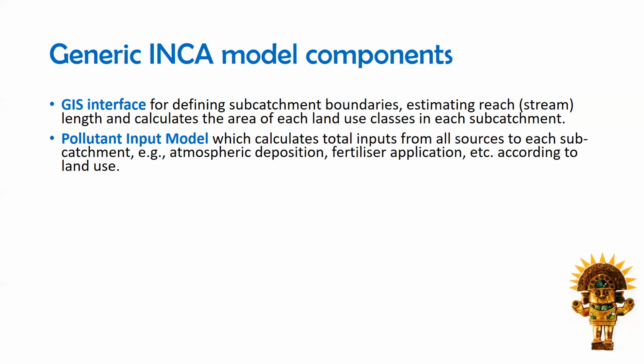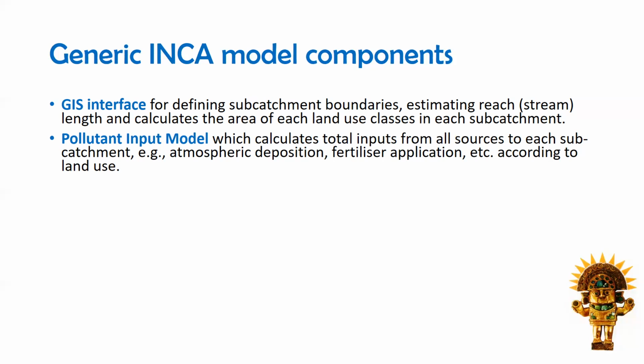Each version of INCA also has a pollutant input model to get the substance of interest into the modeling system. And typical inputs include atmospheric deposition. Many pollutants of interest have some sort of an atmospheric phase. As INCA has a background in sort of landscape scale diffuse pollution modeling, certainly fertilizer application is very relevant, and this can include, say, both organic and inorganic fertilizers. And all of these inputs can vary according to land use. So, for example, fertilizer typically only found in arable land, at least in Sweden.